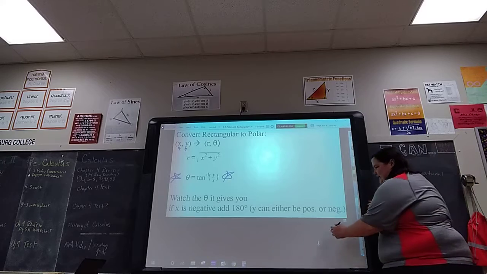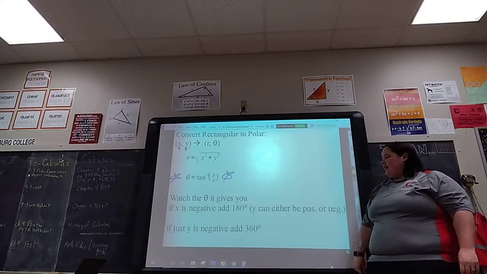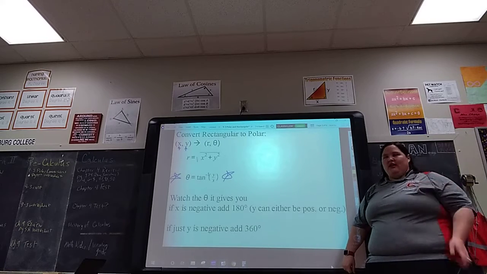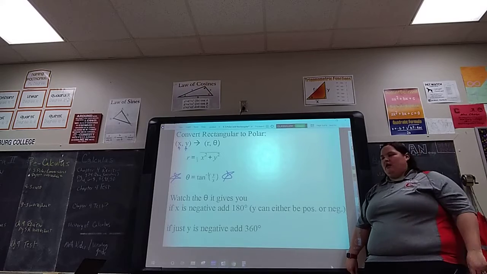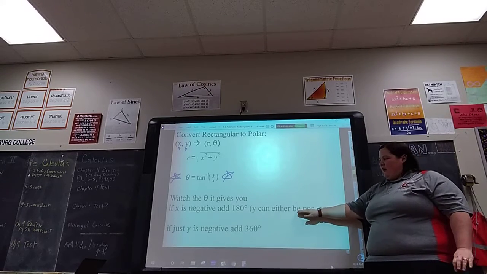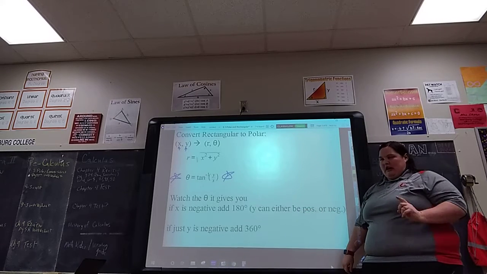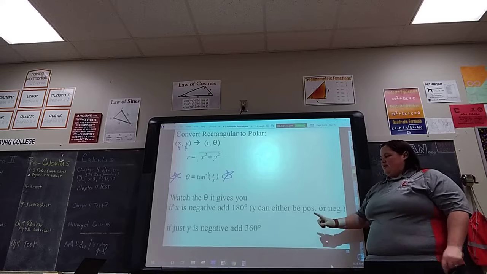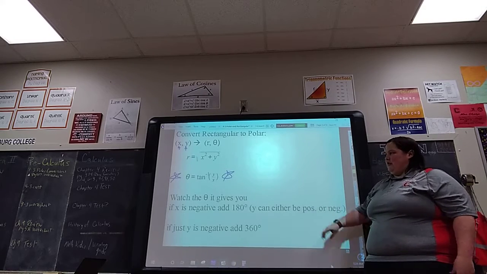Now if just y is negative, it's actually off by a whole rotation. So if y is negative, you're going to add 360 to it. So again, if x is negative in any format, it doesn't matter what y is, so y can be either negative or positive, you have to add a half rotation. If just y is negative, you add 360. So use this little code to help you with the thetas.